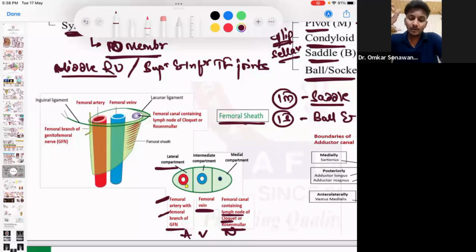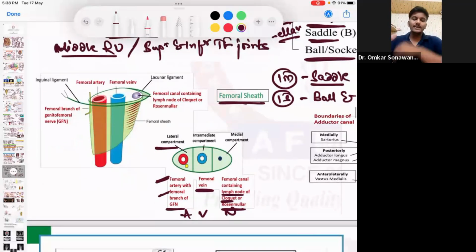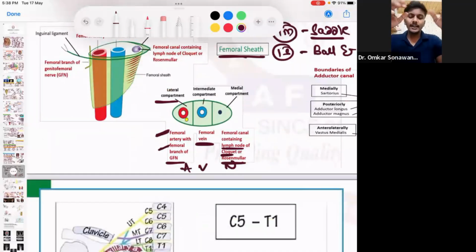So please remember, the femoral sheath is a tendon sheath which covers the upper surface of the vessels, and therefore it forms a canal-like pattern. You can see it is divided into three compartments. The lateral is the arterial compartment, the intermediate is the venous compartment, and the medial one is the nodal compartment, that is for the lymph nodes. So the mnemonic from lateral to medial is AVN.